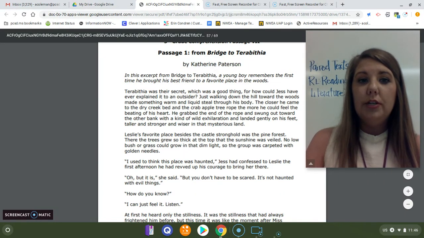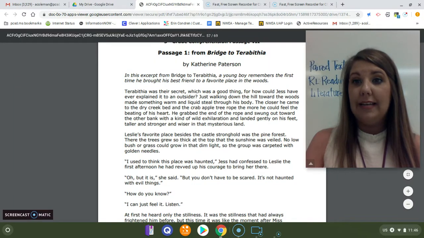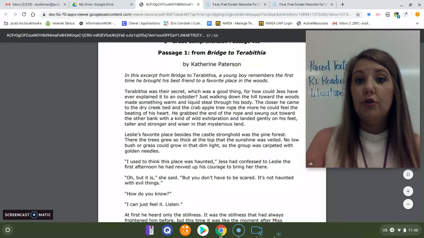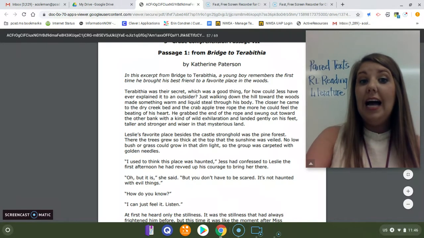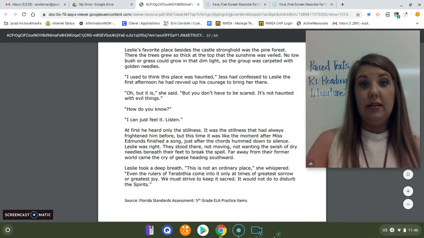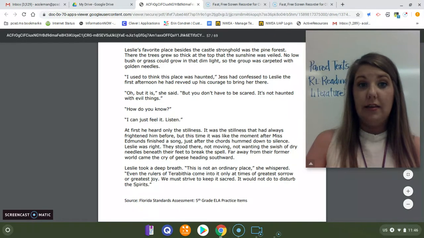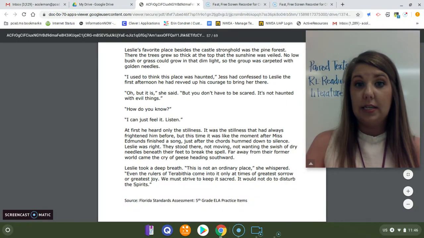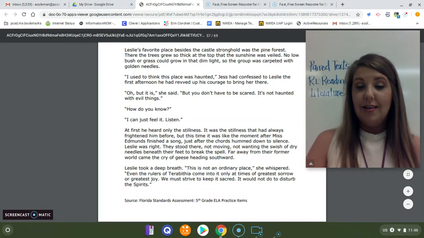No low bush or grass could grow in that dim light, so the ground was carpeted with golden needles. I used to think this place was haunted, Jess had confessed to Leslie the first afternoon he had revved up his courage to bring her there.